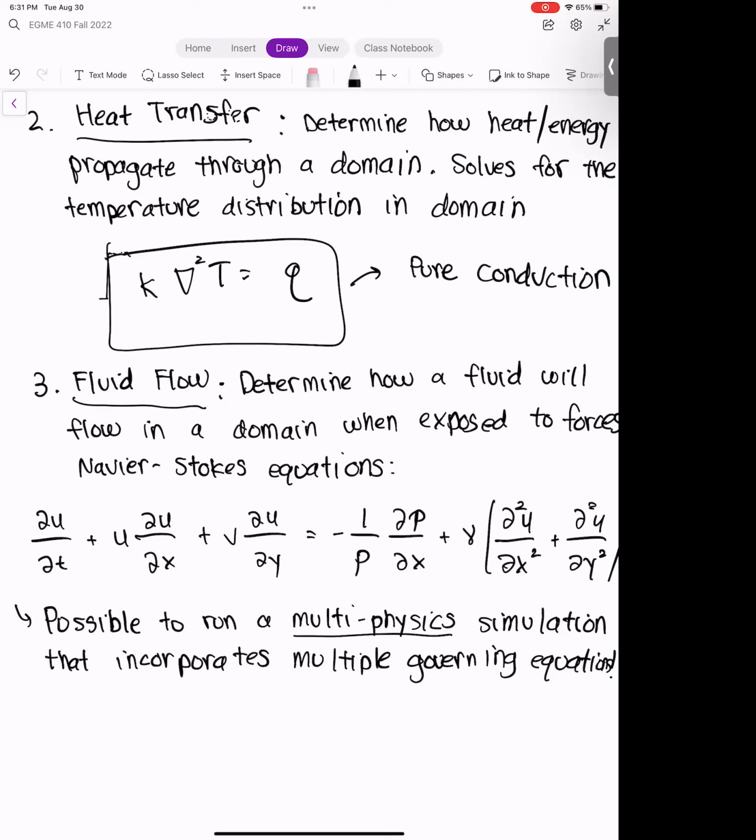So question in the chat: is that a rho or p in the denominator on the right side? Oh, that is a rho. So this is density, and this is pressure. Sorry about that.